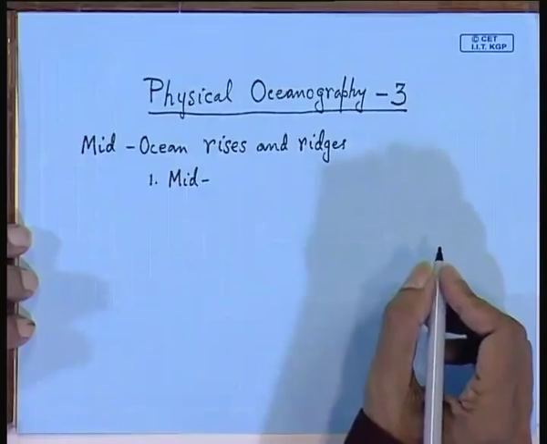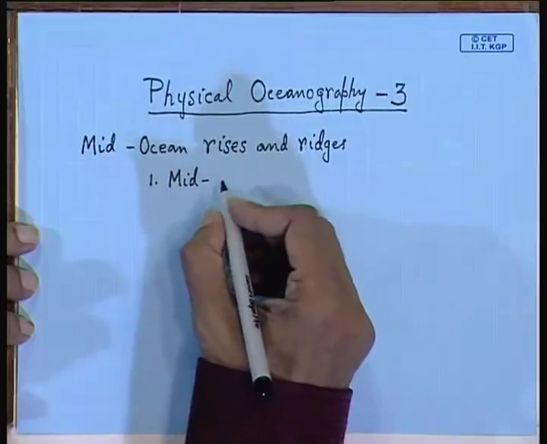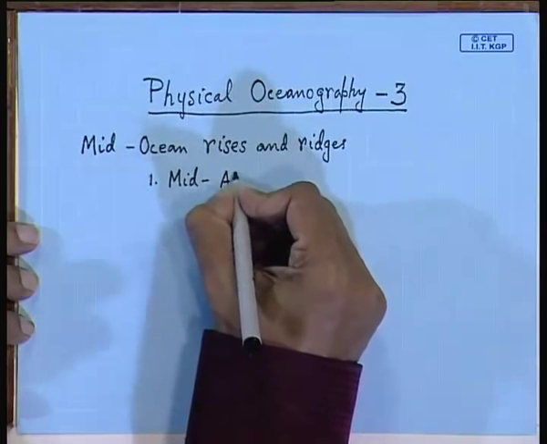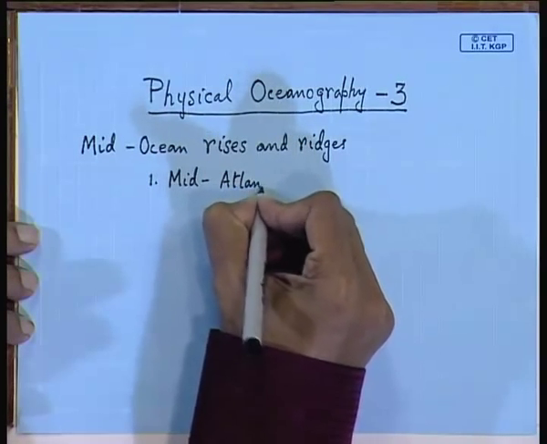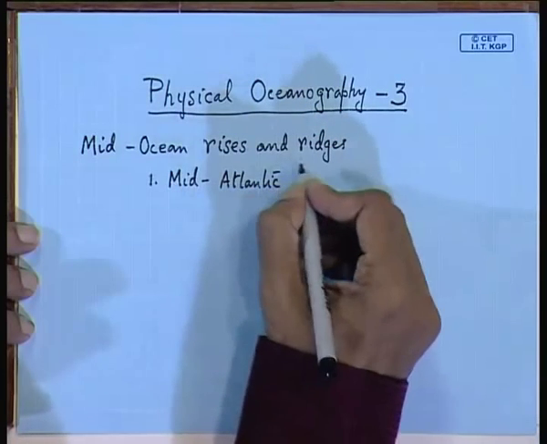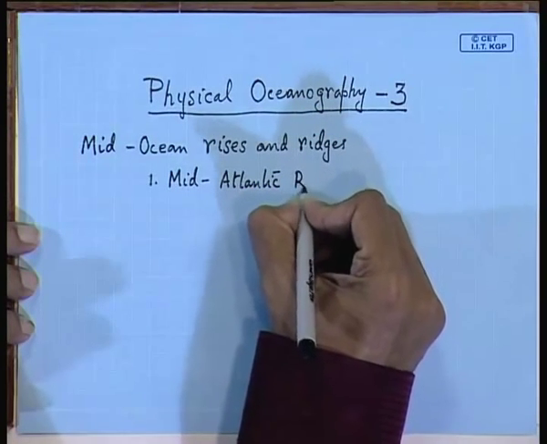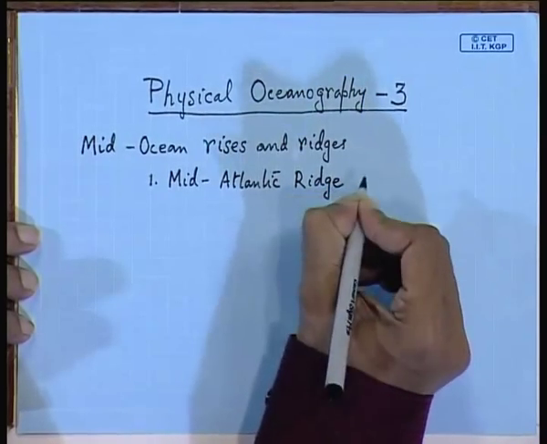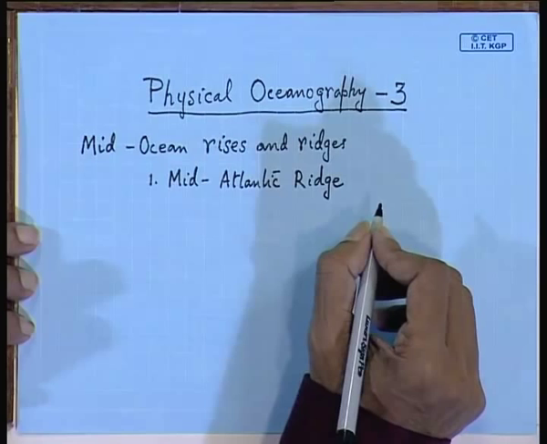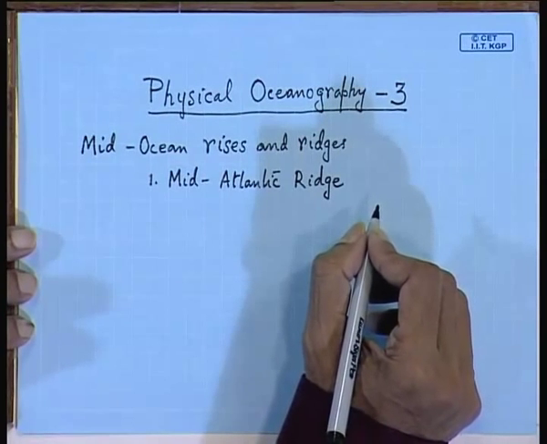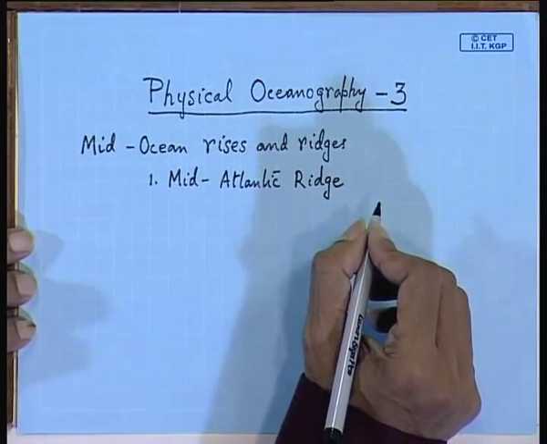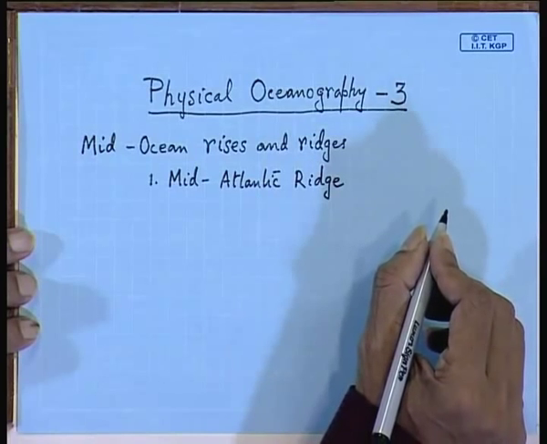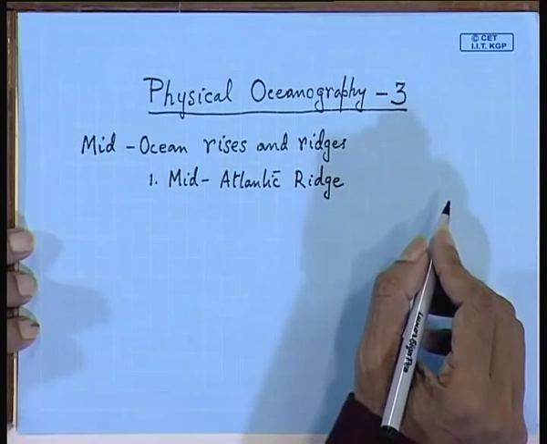So the description of the ridges and trenches. First you have the mid-Atlantic ridge. Now the reason I am telling you this is so that you will be aware of the function of these ridges and how you are going to solve your problems of ocean currents.